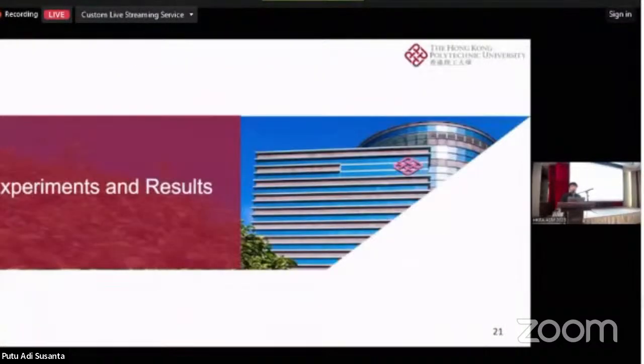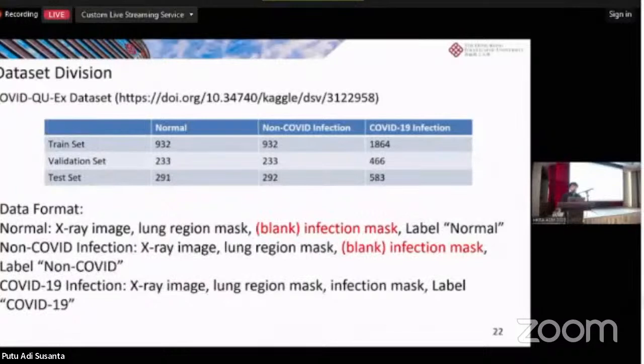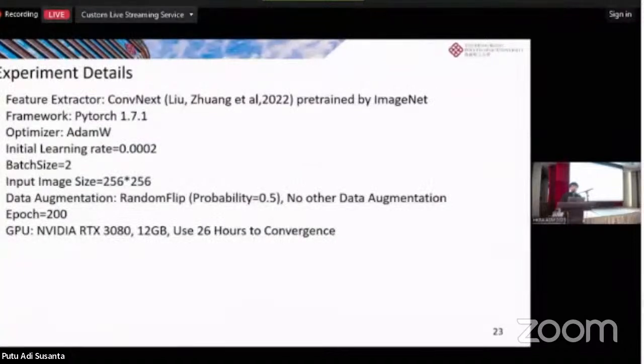And next, to validate the performance of our framework, we design some experiments and show some results. First of all, we follow the official division of the data set and provide the data used in our experiments. And the data formats are shown here, while the normal images and the non-COVID-19 infection images have no COVID-19 infections, but the networks also need this mask as the reference. So we need to add the blank infection mask to these two types of images for the stable training of the framework. And then these are some experiment details for our framework.